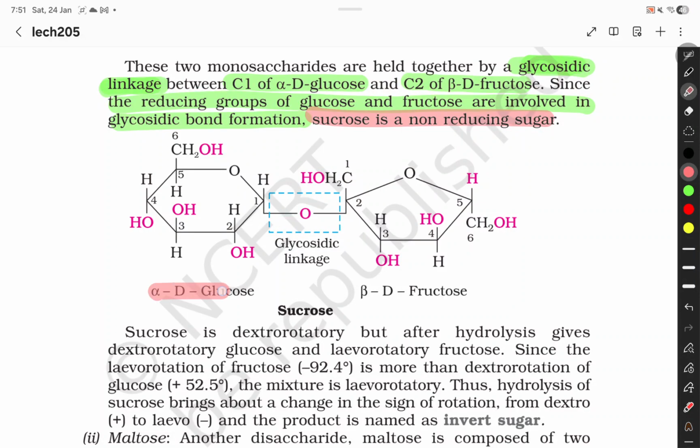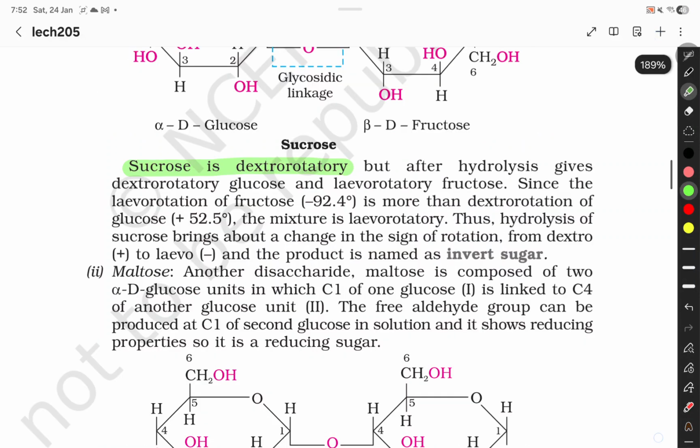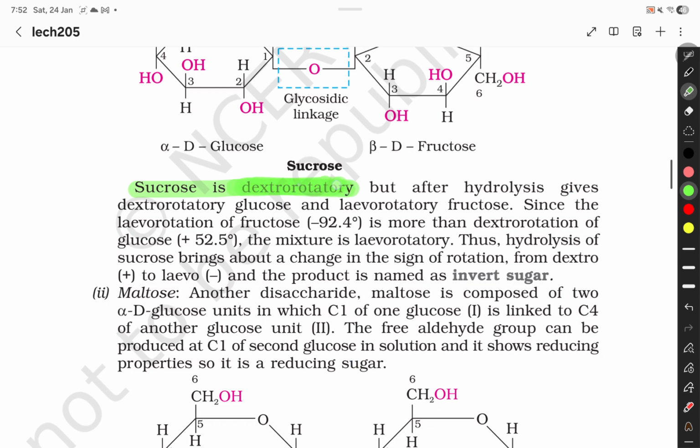And it's between alpha and beta. Okay. See, sucrose itself is dextrorotatory, but after hydrolysis, it gives dextrorotatory glucose and levorotatory fructose, which we know levorotation of fructose is more than glucose, and the mixture becomes levorotatory. So the product is named invert sugar because initially it was dextro and now it's levo because of the high levorotation of fructose.